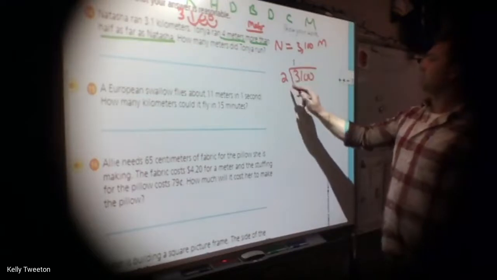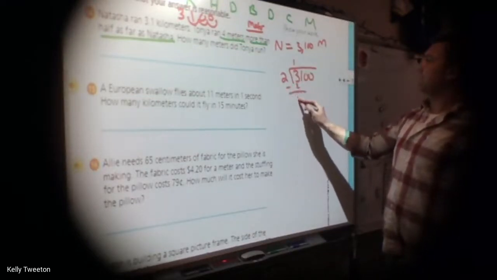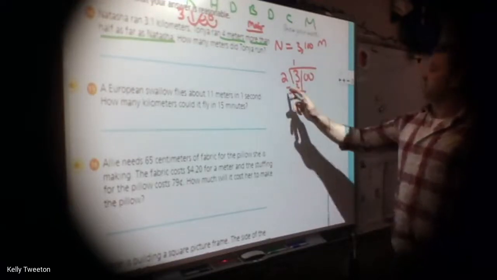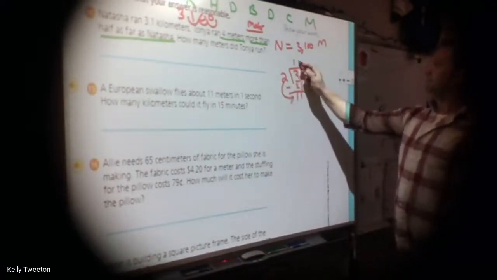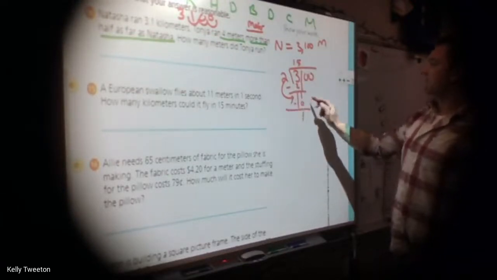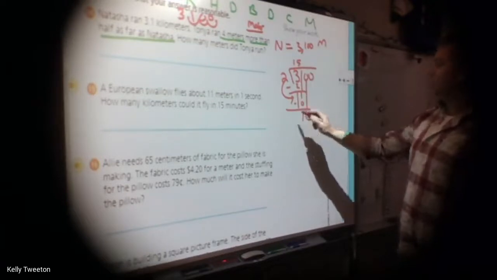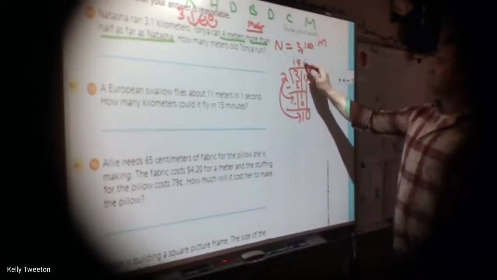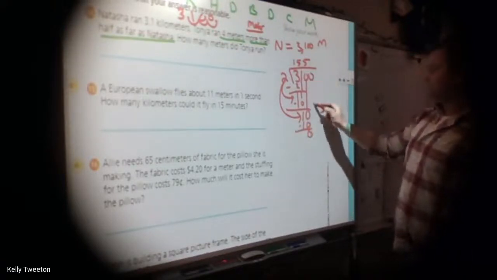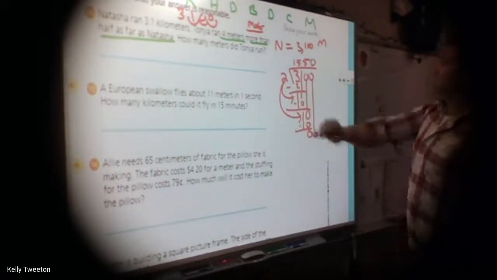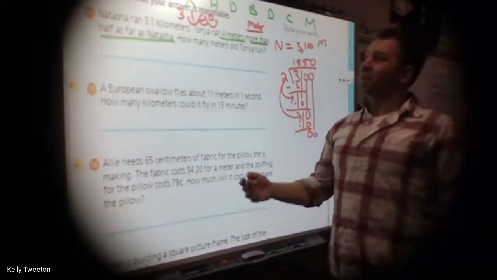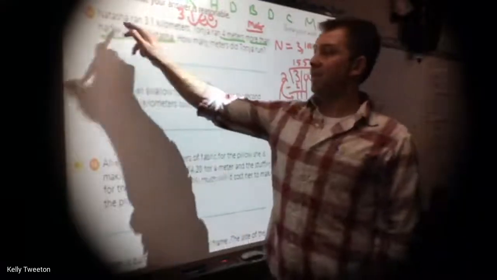2 goes into 3 one time. Subtract the 2. I get a 1. Bring down that 1 right there. There's 1. How many 2s go into 11? 5 times. 5 times 2 is 10. I subtract that. The 1, bring down my 0. How many 2s go into 10? 5. That is 10. Subtract, I get a 0. Anytime you bring down a 0, it has to add the 0 to the end. Don't forget that. So what does that tell me? Well, that only tells me half of what Natasha ran.